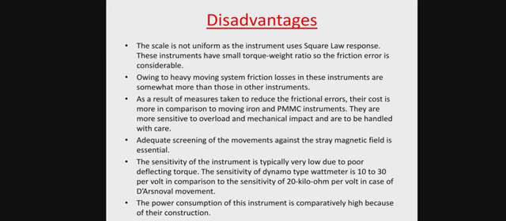Adequate screening of the movement against stray magnetic field is essential. The sensitivity of the instrument is typically very low due to poor deflecting torque. The power consumption of this instrument is comparatively high because of its construction. This is all about the dynamometer type of instrument.